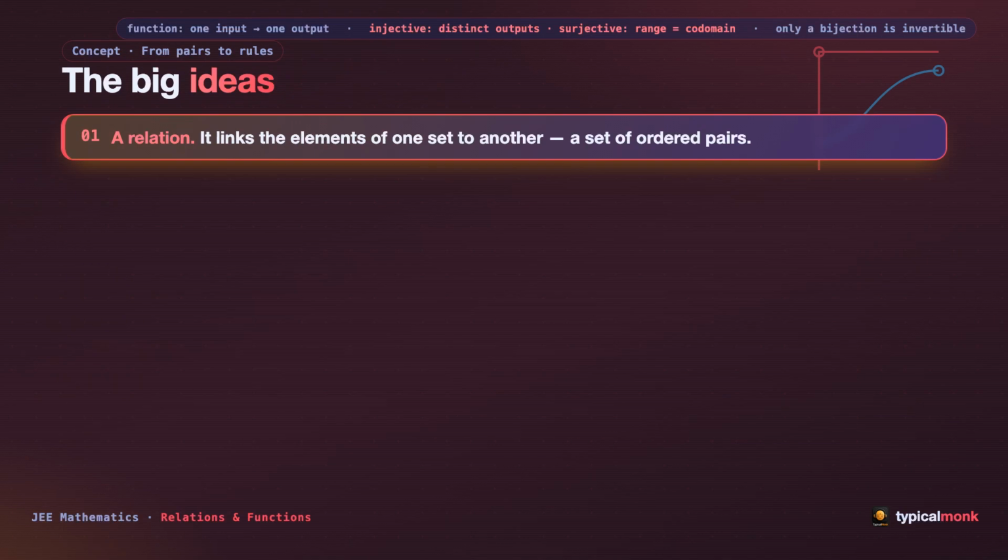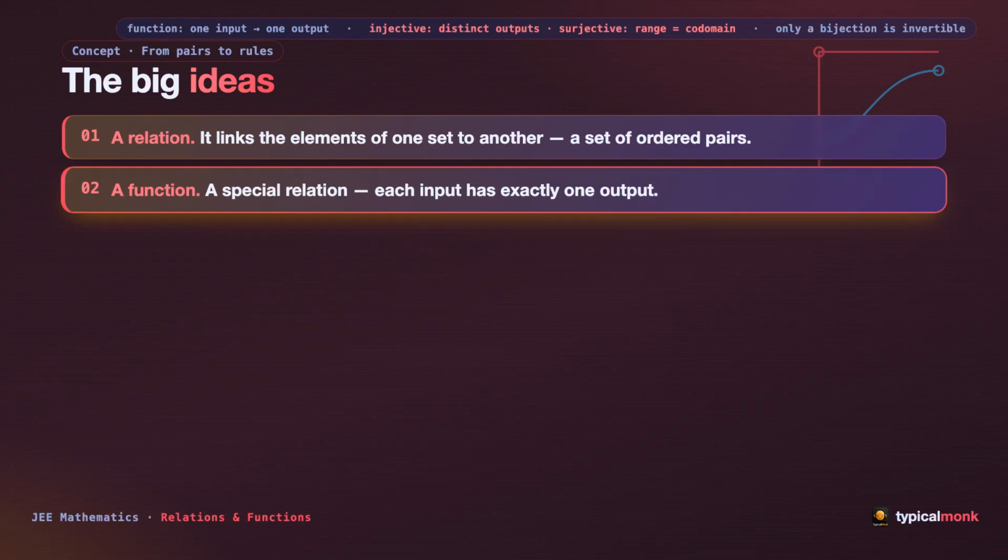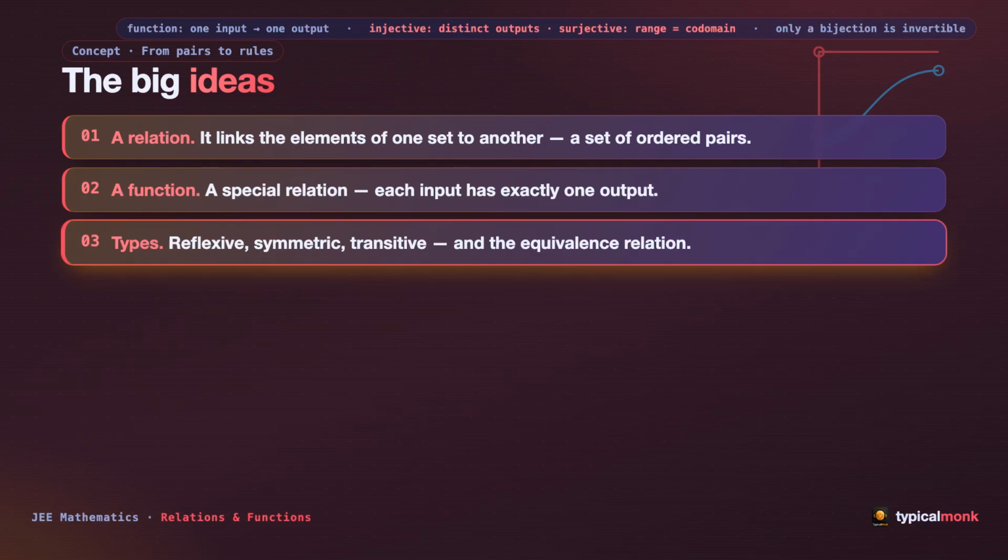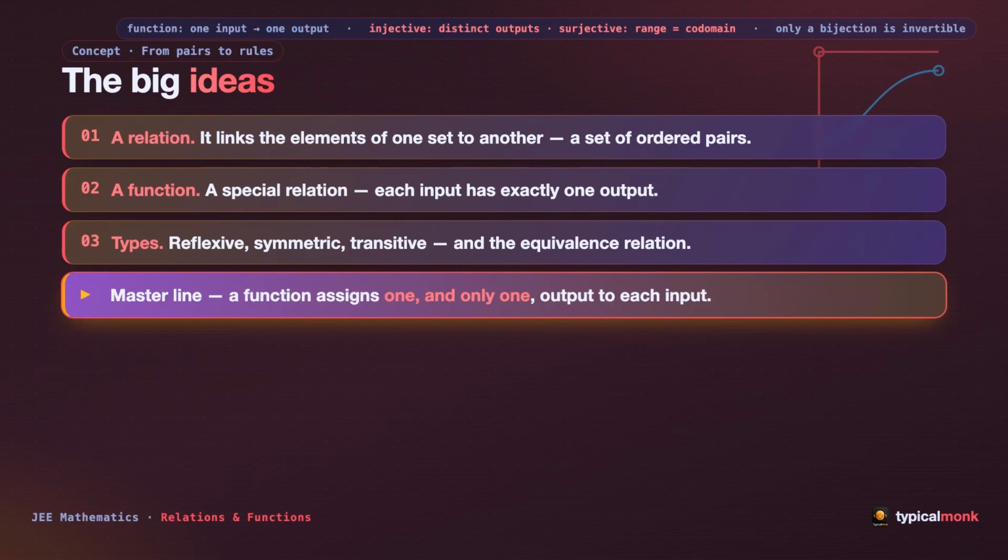Let us set the foundation. A relation. It links the elements of one set to another, simply a set of ordered pairs. A function, a special relation in which each input has exactly one output. Types: reflexive, symmetric, and transitive, and together, the equivalence relation. Master line: a function assigns one, and only one, output to each input.